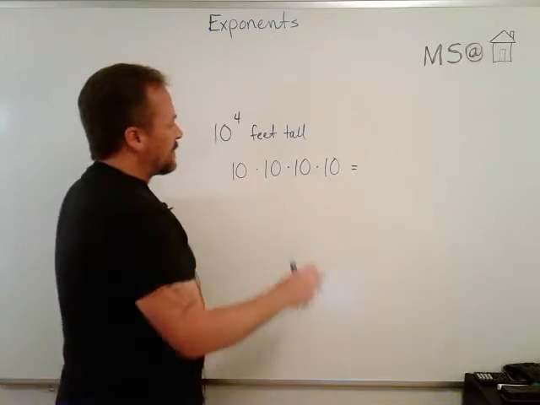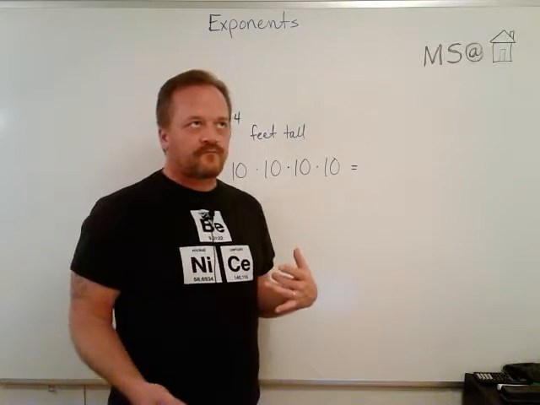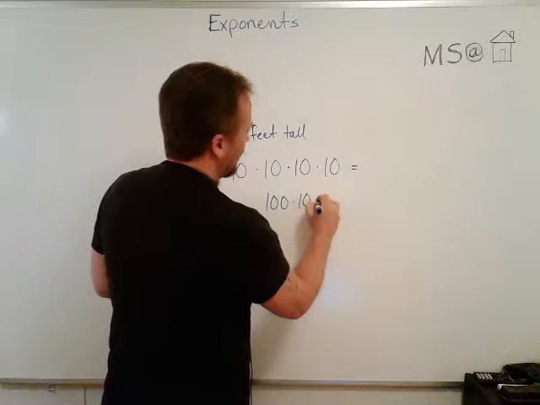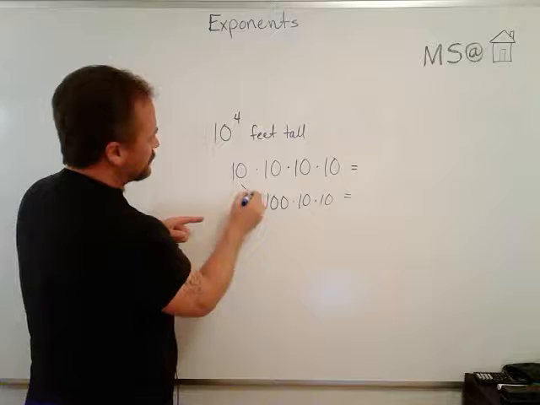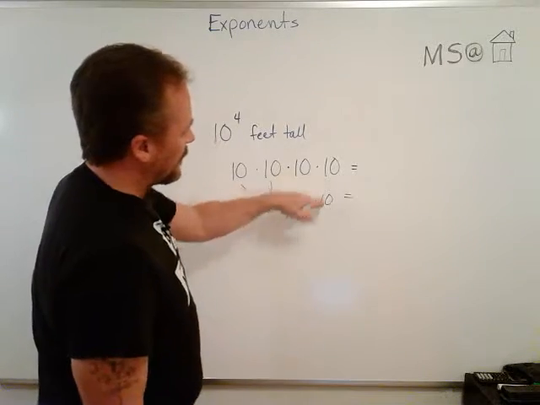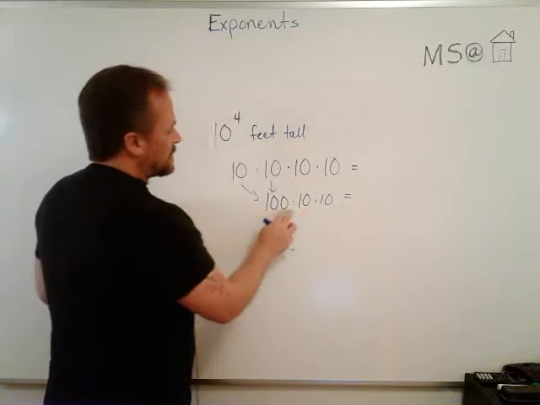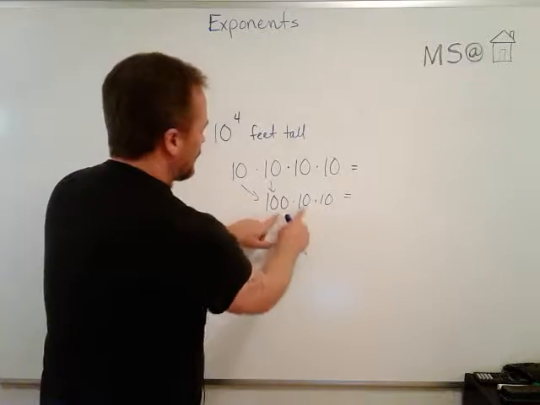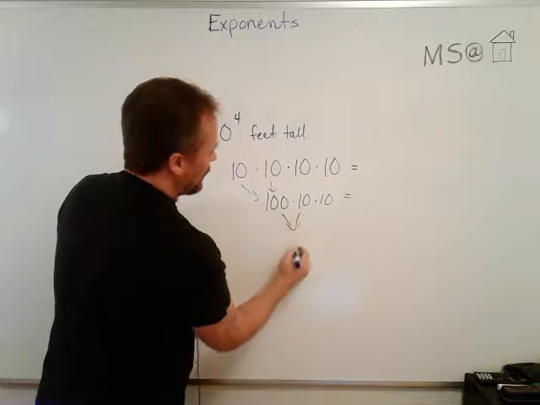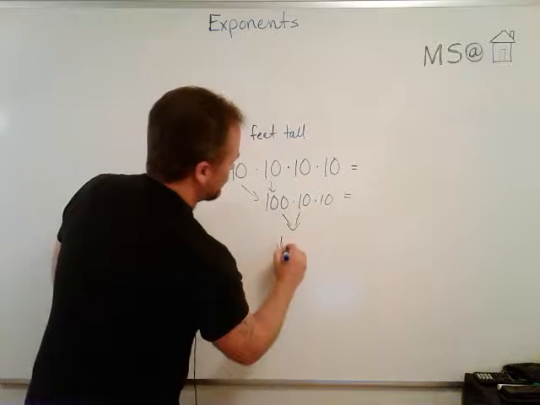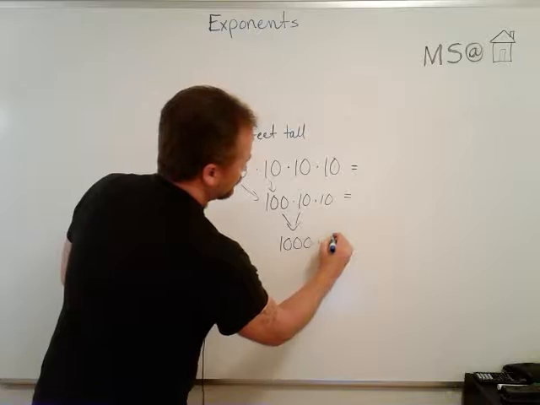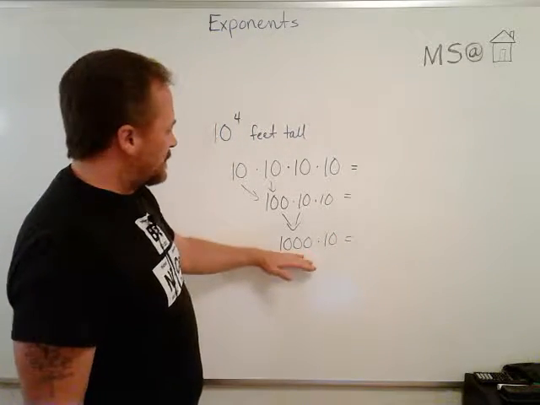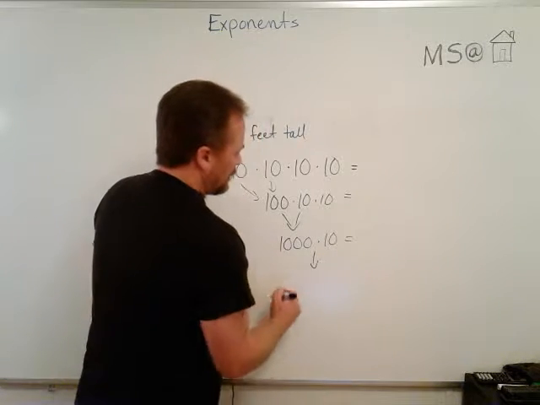Let's start with 10 times 10. What is that? That's 100, right? So then I've got 100 times 10 times 10. Notice I just brought this down here and then dropped down the ones I haven't touched yet. Now I have 100 times 10. Anything times 10 means add a 0. So if I put these two together, that just means add a 0 to 100. And then the last step is add a 0 to 1,000, which is 10,000.